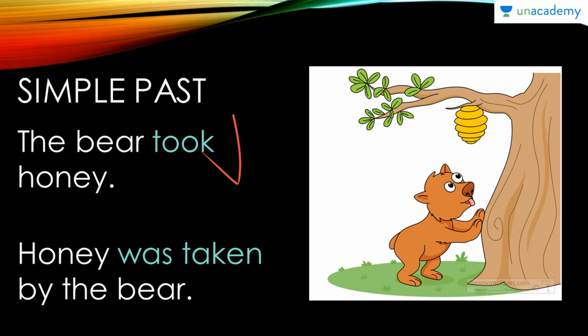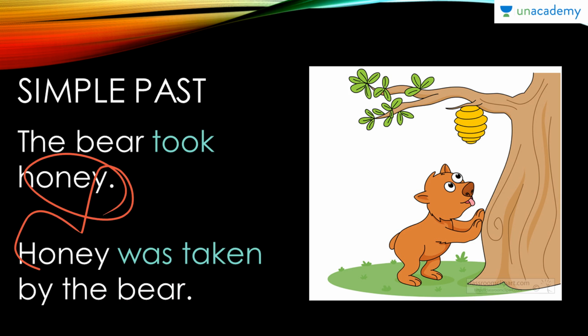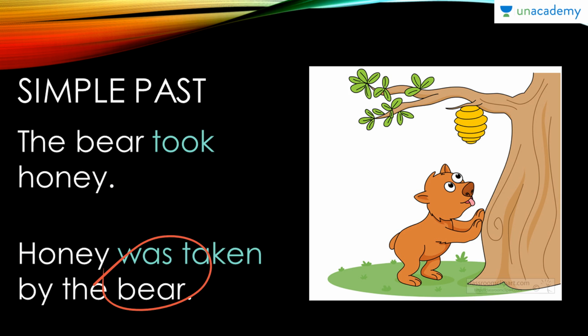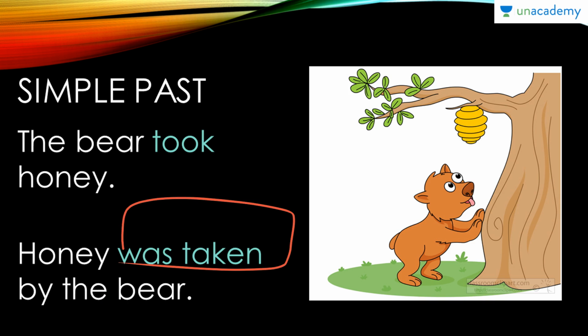The honey was taken by the bear. Honey here is the subject, bear is the object. Again, reversal from subject to object, object to subject. Honey, subject, bear, object, was taken by is the verb. So here taken is your main verb and was is the auxiliary verb. First sentence active voice, second sentence passive voice.